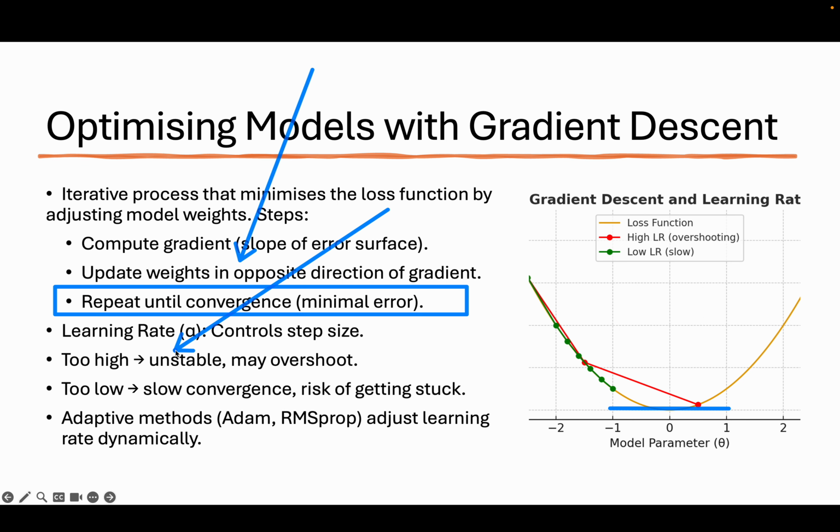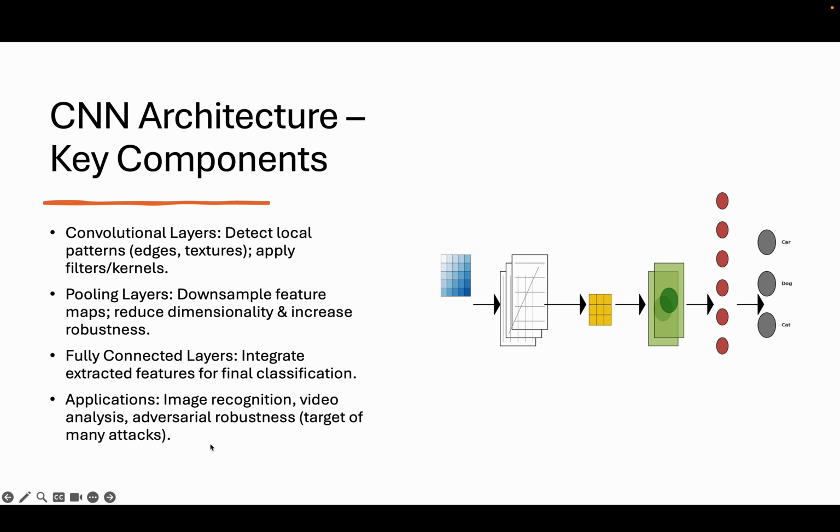If it's too high, it's unstable and might overshoot. So this here is an example of overshooting. And if it's too low, then you risk getting stuck and never reaching the point. Basically, you're going to have too many steps. And for this, you need adaptive methods like Adam, which adjust the learning rate.